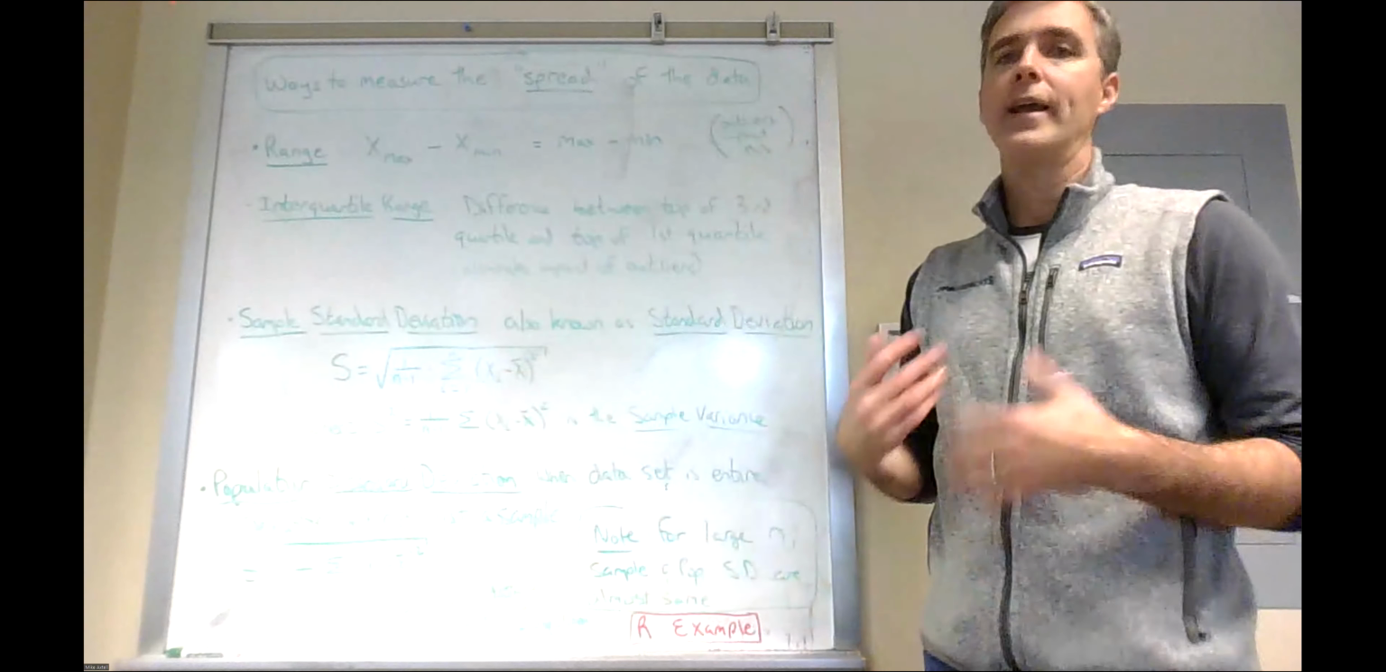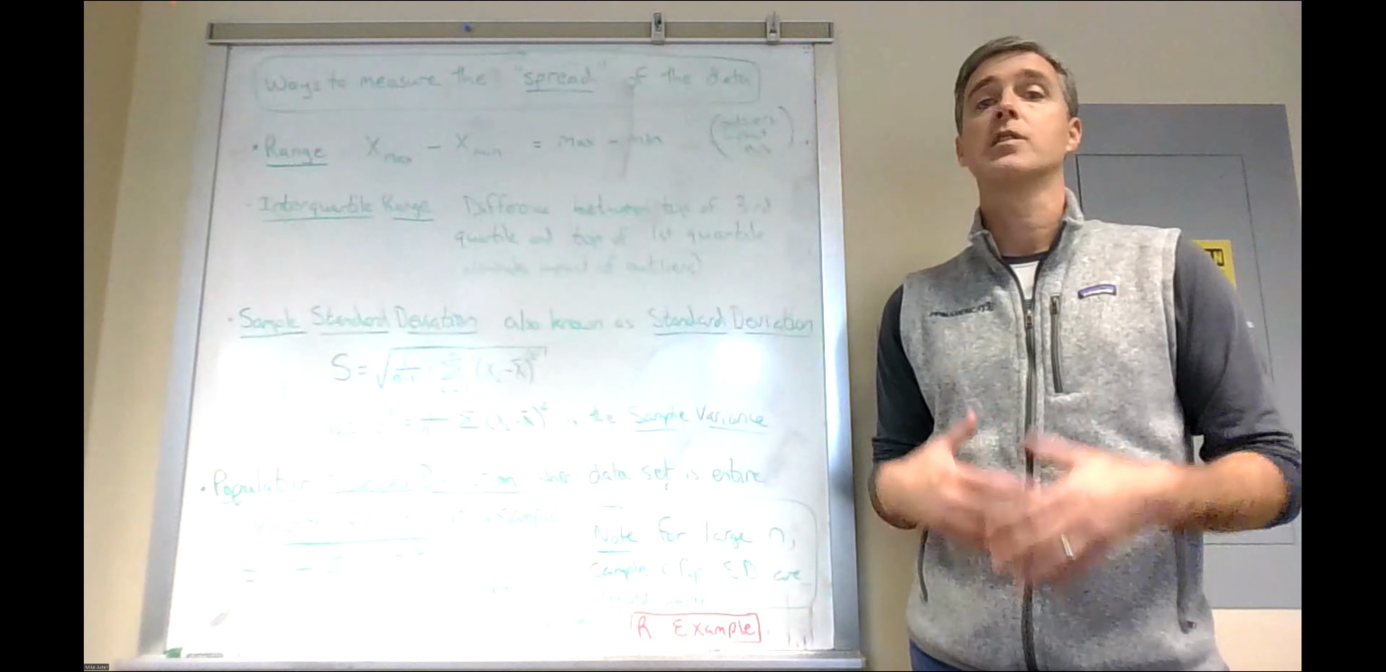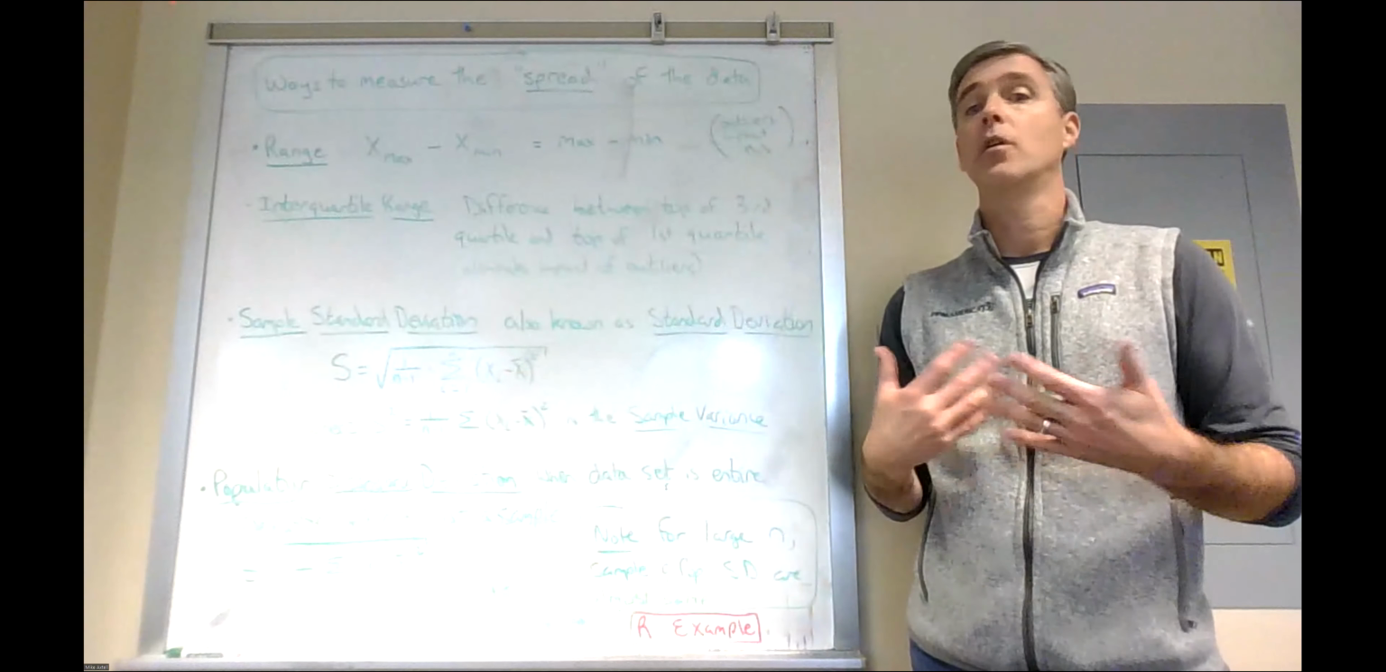And you might wonder, why didn't we divide by n? We'll slowly explain that over the course of the semester. But for sample standard deviation, we're dividing by n minus 1, and then taking the square root to eliminate the impact of squaring each of these.